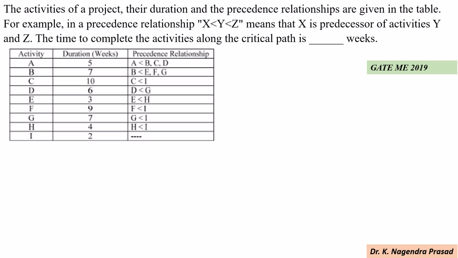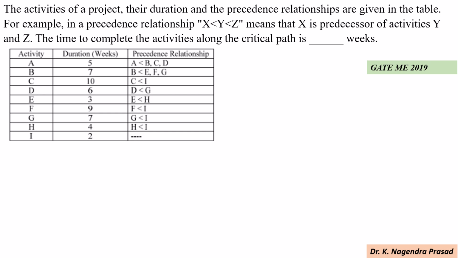Next problem: the activities of a project, their durations and the predecessor relations are given in the table. For example, in a predecessor relationship, x less than y less than z means that x is a predecessor of activities y and z. The time to complete the activities along the critical path is dash weeks. This problem was asked in GATE 2019. Let's see the solution. First we have to draw the network diagram.